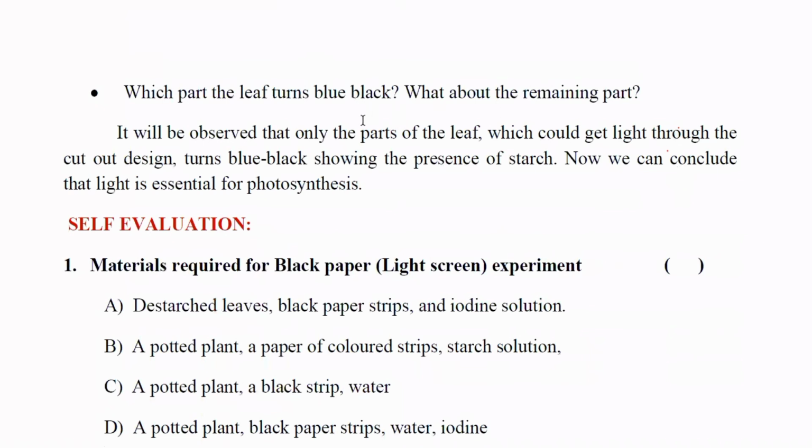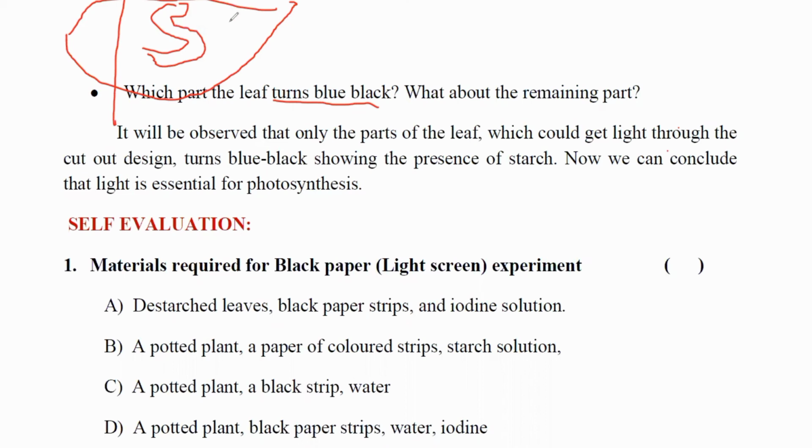Now, which part of the leaf turns blue black color? I have already said, the cut design shaped like an S. This is the leaf, and this is the S portion, and this is the black paper. So this part, this part and this part, these three parts outside the S-shaped part, turn into blue black color.